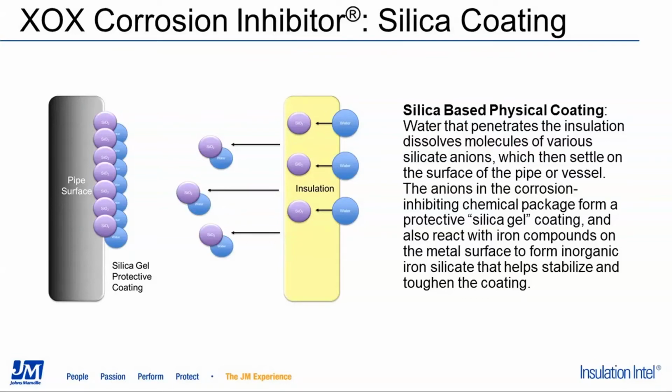It is also going to react with the iron compounds on the surface of the metal and form an inorganic iron silicate that will help stabilize and actually toughen that silica gel protective coating. So once that coating is formed, it is that coating that is going to provide the long-term protection that Mary Beth was describing so well. If the insulation system isn't disturbed for any reason and there's no effort made to mechanically remove that coating, it is going to be there providing protection for the life of your system. So if you do get a further water or corrosive ingress event later on, you'll still have that protection there.